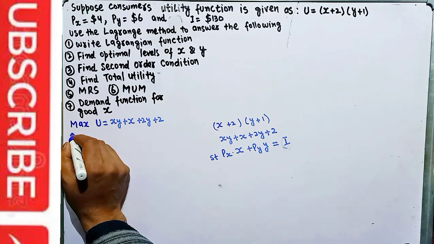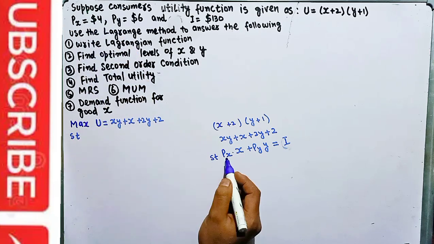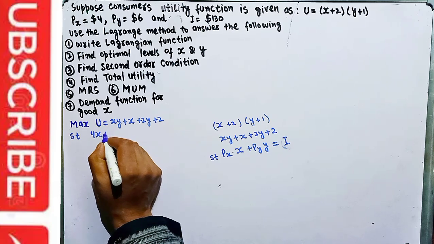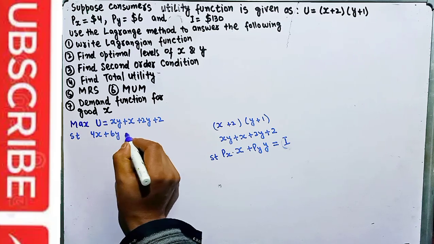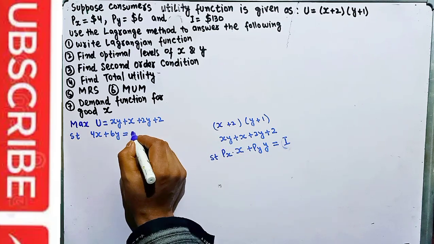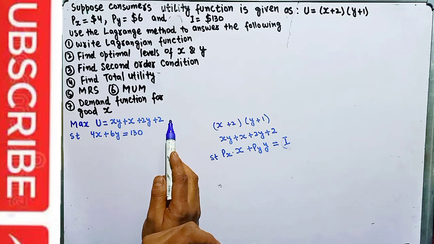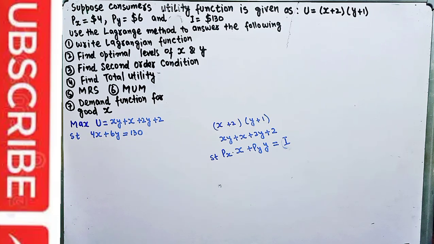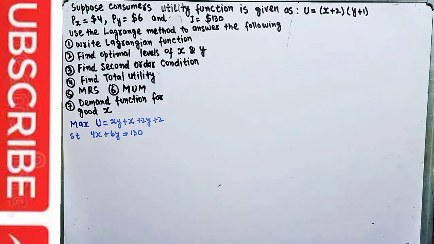So such that, what is the price of good x? That is given to us as 4. So in place of px I will write 4x plus, price of good y is 6, so I will write 6y is equal to total income of the consumer, $130. So the endeavor of a rational consumer is to maximize the utility, that is u, subject to this budget constraint. Now how will the consumer do this? We need to answer that very thing.